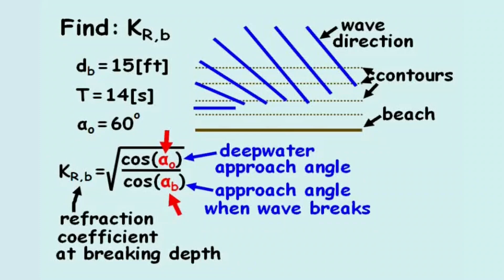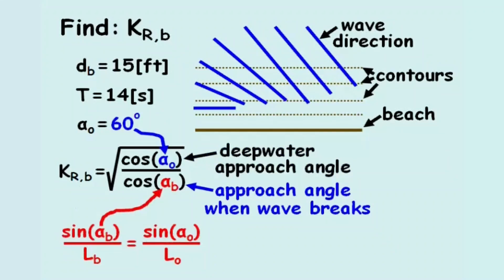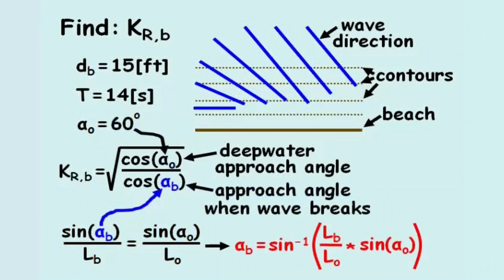The problem provides us with the deep water approach angle alpha naught, which is 60 degrees. To determine alpha b, we'll write out the coastal engineering version of the law of sines and solve for alpha b, which turns out to be a function of alpha naught, the deep water wavelength, and the wavelength at the breaking depth. As before, we know alpha naught equals 60 degrees, so we're left to find LB and L naught.